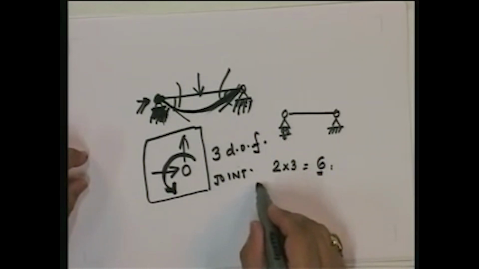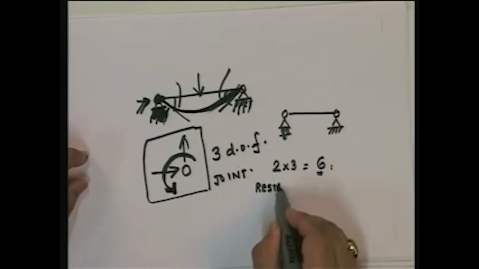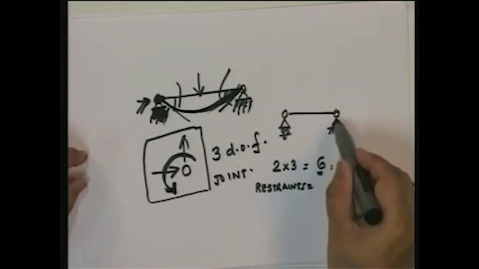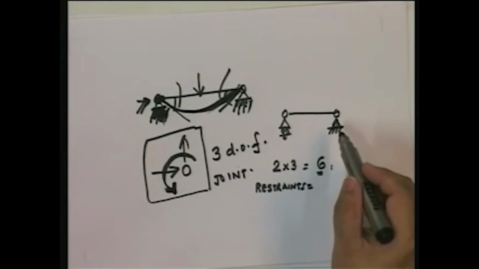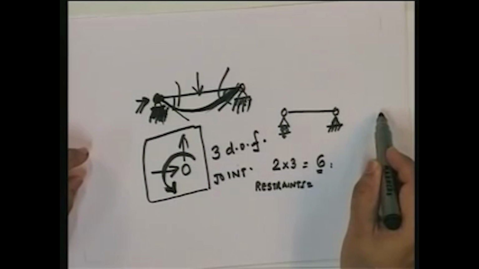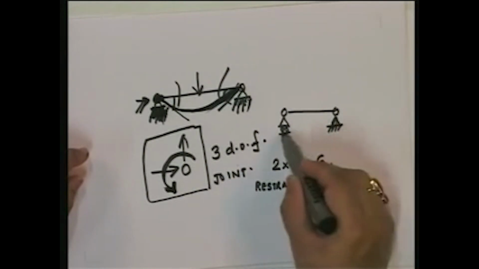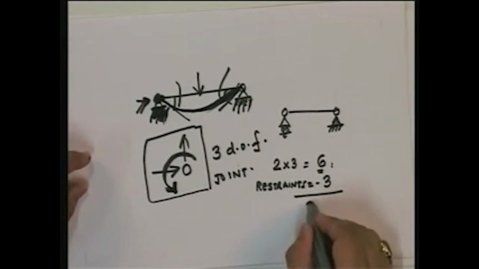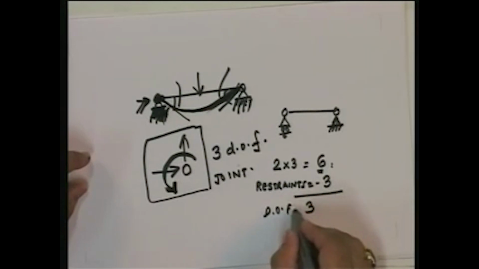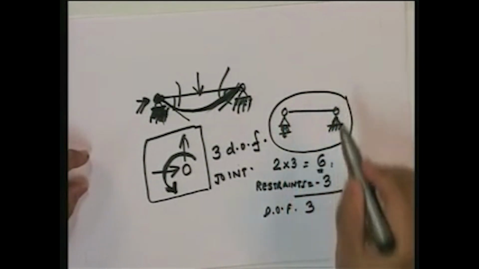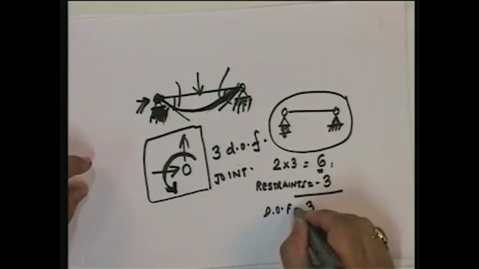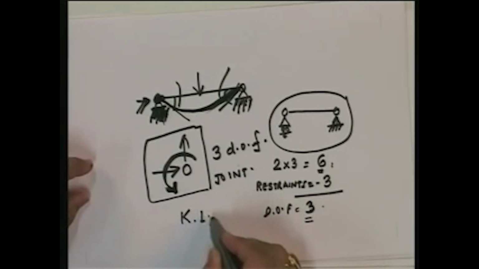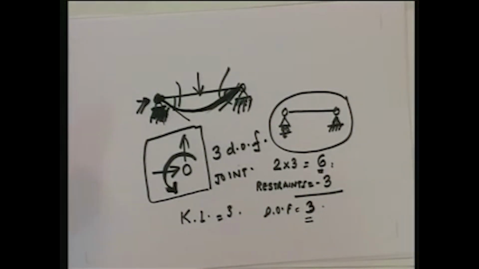Number of restraints? Note that this hinge support still restrains only two, which is this displacement and this displacement. So it has two restraints. And how many for this? 1. So what is the total number of restraints? 3. So what is the degrees of freedom? 3. So in other words, this simply supported beam has 3 degrees of freedom, or its kinematic indeterminacy is equal to 3.